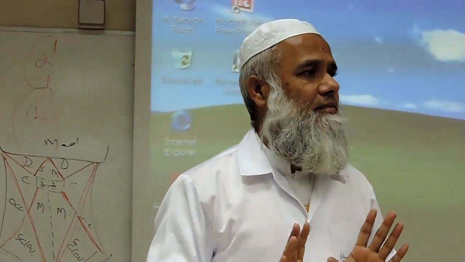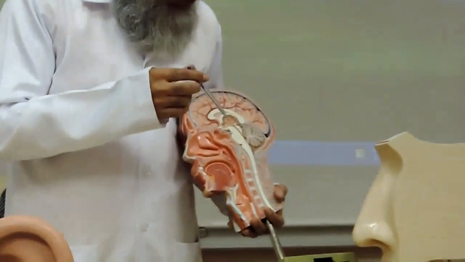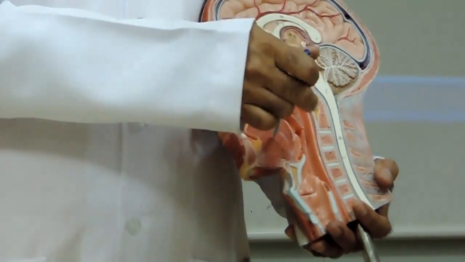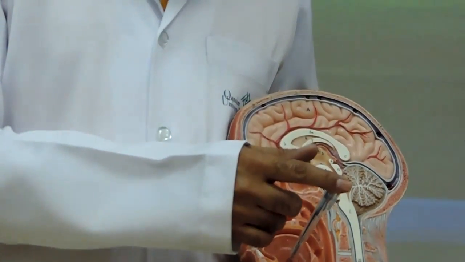The important structure in the oral cavity is the tongue. Tongue is the only and very important structure in the oral cavity. So this is tongue. What is this structure? This is tongue. Okay. What are the muscles of the tongue?